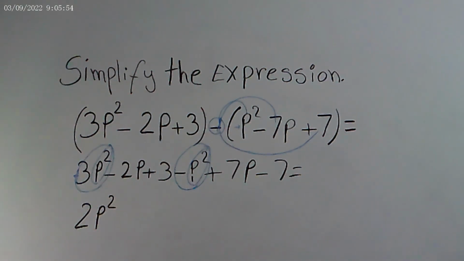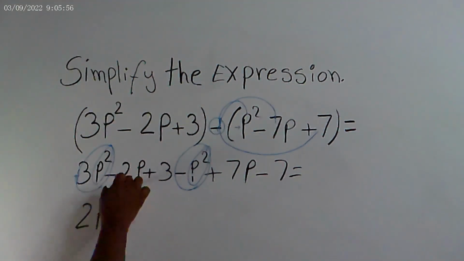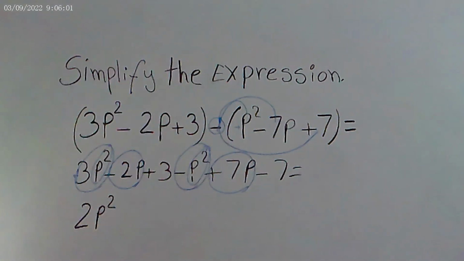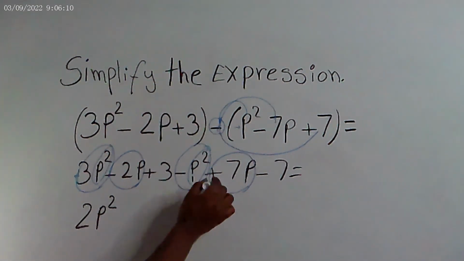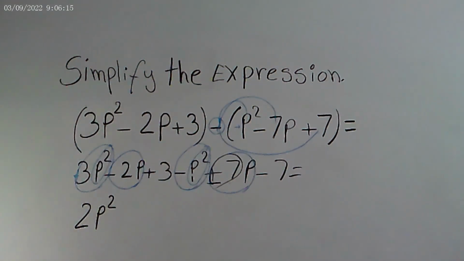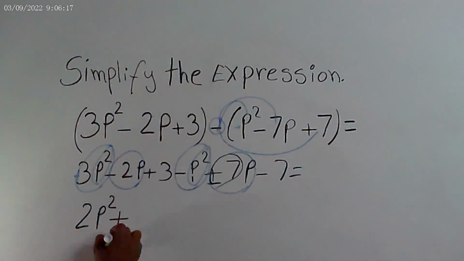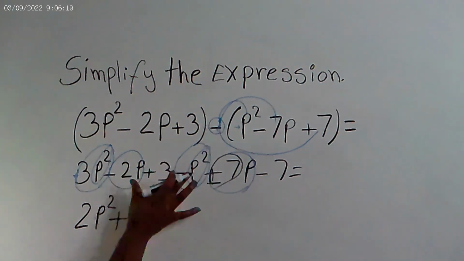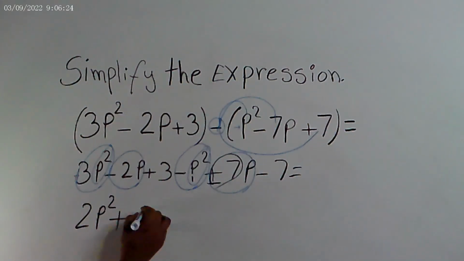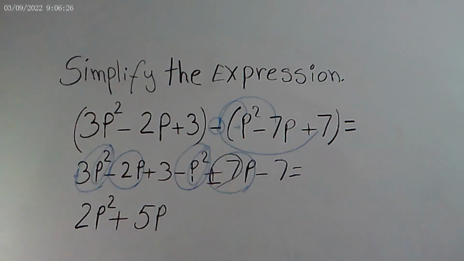So here you have minus 2p plus 7p. The signs are different on this one too. So you keep the sign of the biggest number, which is a plus in front of the 7. 7 is bigger than 2. You keep the sign, which is plus, and you do subtraction. 7 minus 2 gives you 5, and you keep the variable p.